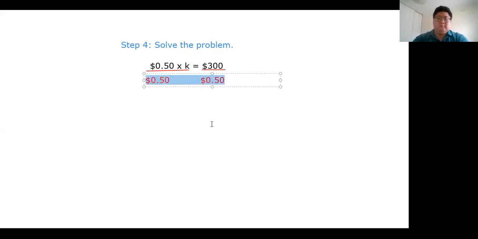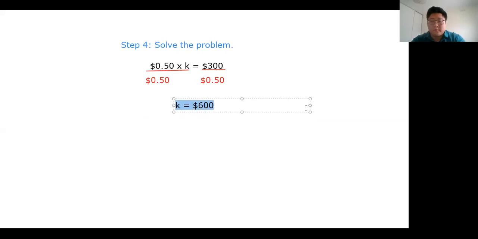And from that there, 0.5 divided by 0.5 is just K, and that 300 divided by 0.5 of a dollar is going to give us $600. So that is our answer. So that's our answer right there.